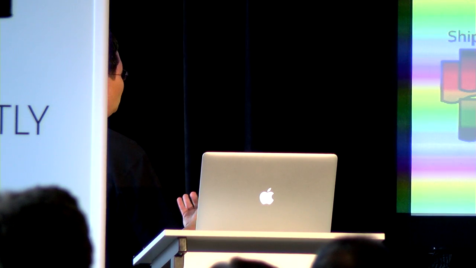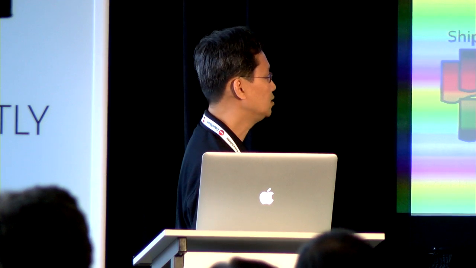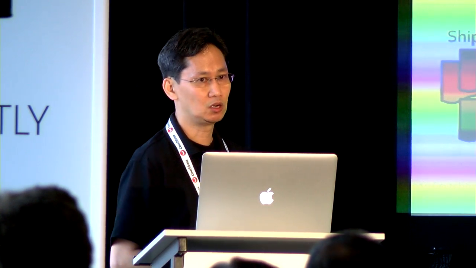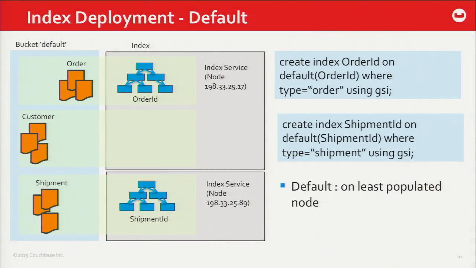So by default, when you do a create index, the indexer will automatically pick an index service for you, create the metadata, and build the index using that index service. And the way the indexer does it is that it looks at the distribution of the indexes across all these index services and picks the node that is least populated.